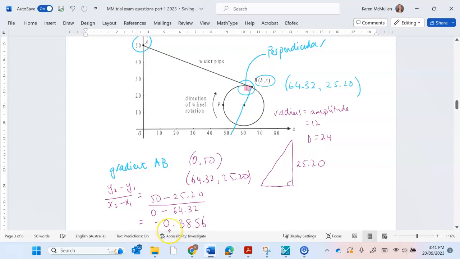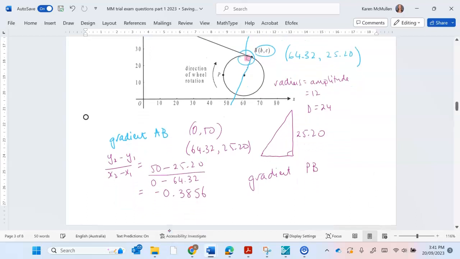3856. So if we want the perpendicular gradient, so the gradient of PB is just the negative reciprocal. So we're just going to multiply it by -1, and then we flip it. So this was basically over 1, so now this is going to be 1 over. I probably should have done that.